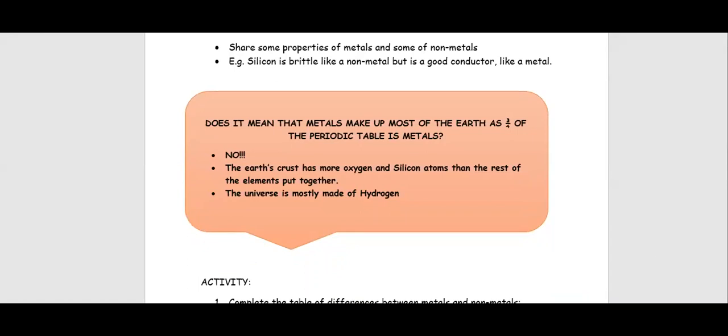Okay, does it mean that metals make up most of the Earth as 3/4 of the periodic table are metals? No. In fact, the Earth's crust has more oxygen and silicon atoms than the rest of the elements put together. If you took all the other elements, metals and non-metals, it wouldn't amount to how much oxygen and silicon is in the rocks and soil. And the universe is mostly made out of hydrogen. When I talk about the universe, I'm talking about the galaxies and the Milky Ways and black holes and all of that. They are mostly made of hydrogen atoms.